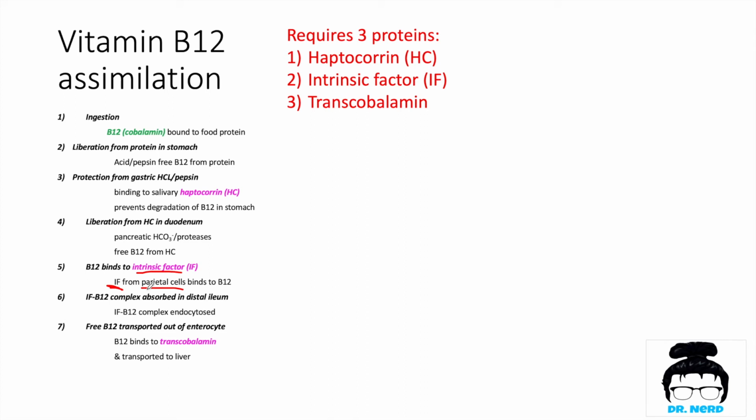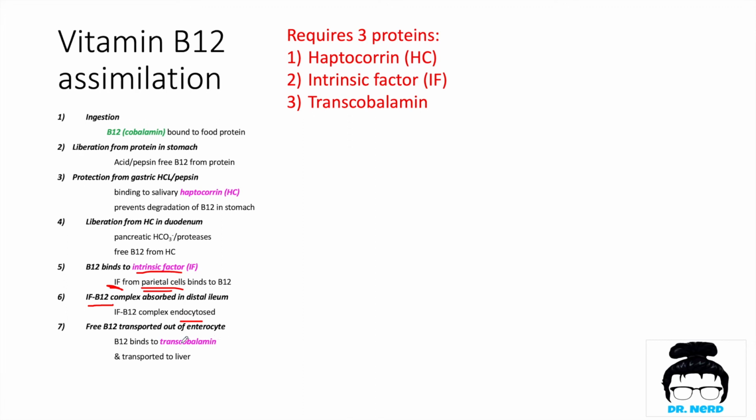And then he became anemic. That's why usually people that have their stomachs cut become anemic later on, because they don't have intrinsic factor and they need to take B12 supplements, which are easier to absorb in the human body. Now the intrinsic factor B12 complex is absorbed in the distal ileum. It's endocytosed, and then the free B12 is transported out of the enterocyte. It binds to transcobalamin and is transported to the liver.